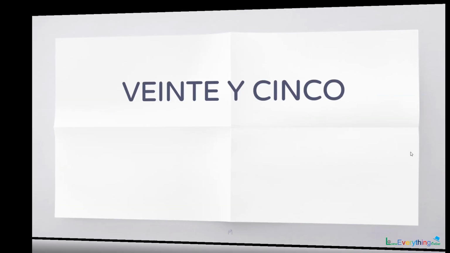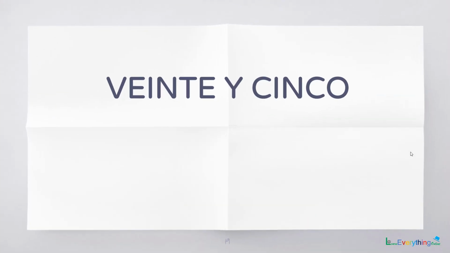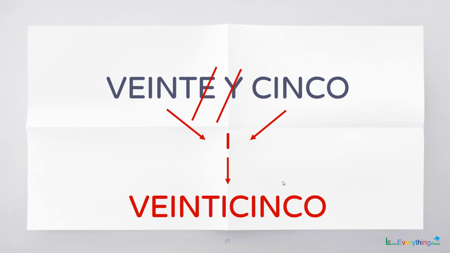Now like we did for 16 to 19, the letters E and Y are cancelled and they are replaced by the letter I, which is pronounced E. If you remember from our chapter 1 vowel pronunciations, the letter I is pronounced as E. So the whole word is joined together with the help of I and it becomes 25.